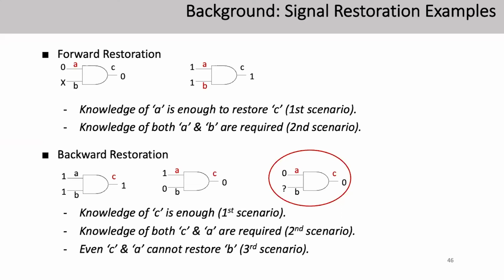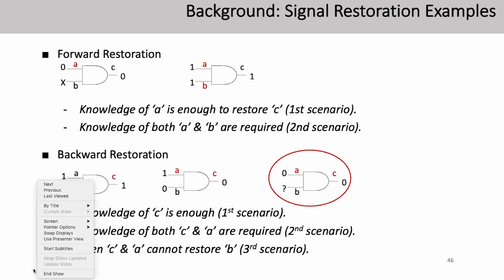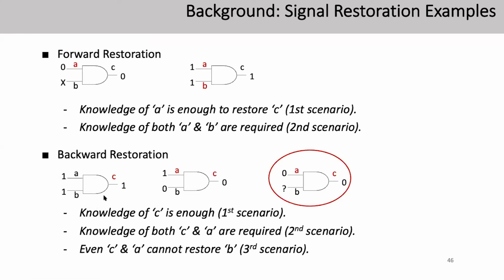That's a forward restoration. Backward restoration, on the other hand, means you're tracing an output and trying to restore the input. So in the first picture here on the bottom, you can see that you are tracing C and the state of C is 1. You know for sure the states of A and B are also 1. In the second picture here, you are tracing C. You know the state of C is 0. You trace A, you know the state of A is 1.